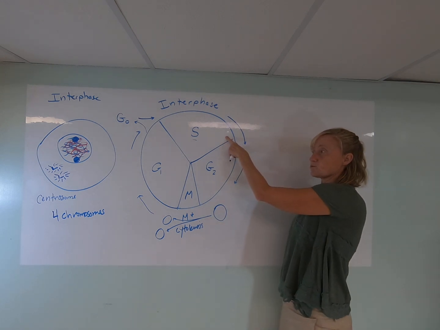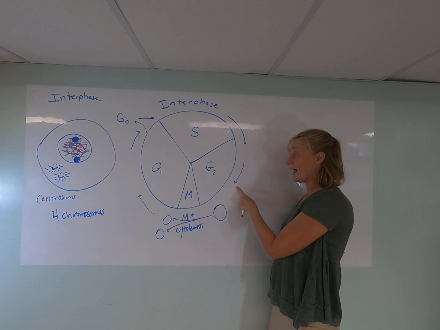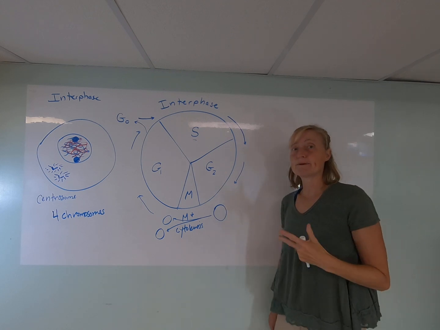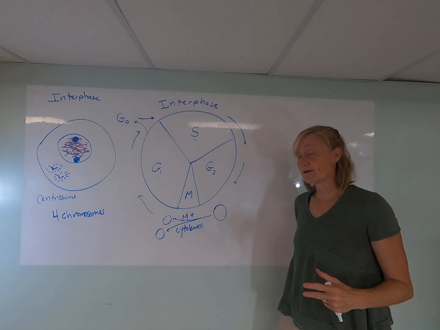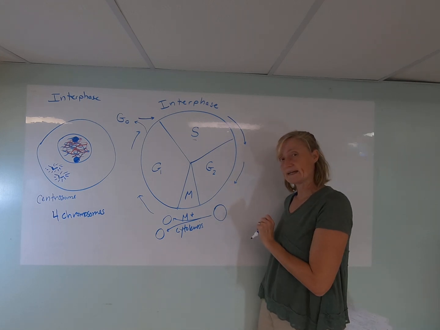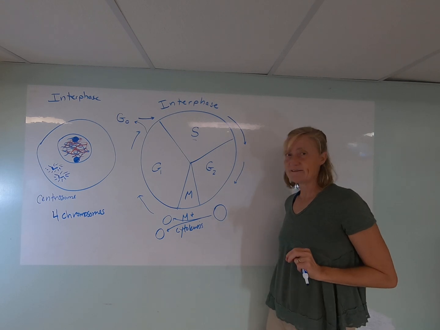After the cell has replicated its DNA, it now moves into gap 2. Gap 2 is a period in which the cell is still growing, the cell is still preparing for mitosis, but it's also checking to make sure that it's ready for mitosis. There's kind of a safety check.